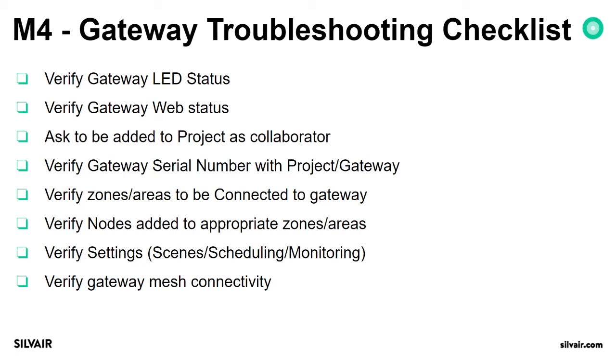And the last step is to verify gateway mesh connectivity. As I mentioned before, just check mesh quality from the mobile app, from the position of the gateway, the physical gateway location in the project.